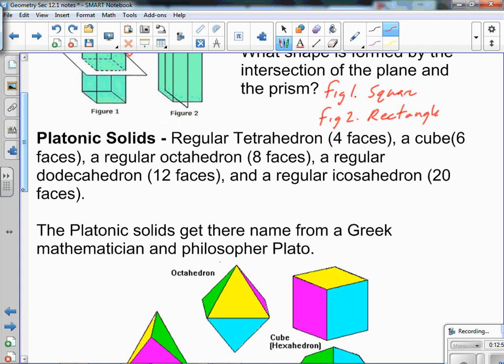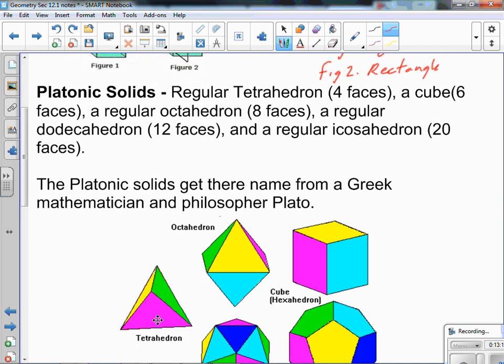All right, so we've got Platonic solids, and these are all going to be regular convex polyhedra. All right, you've got a regular tetrahedron. Tetra is 4, so we have 4 faces, which is this figure down here, which is really a triangular based pyramid. All the triangles, though, are going to be equilateral, equiangular triangles.